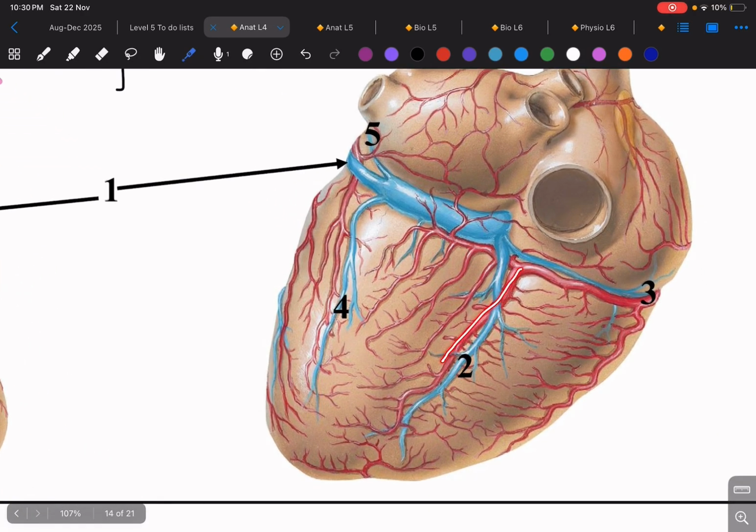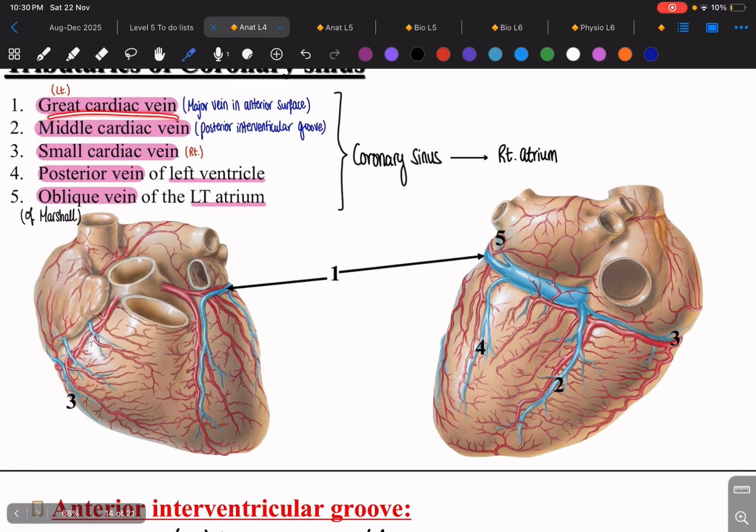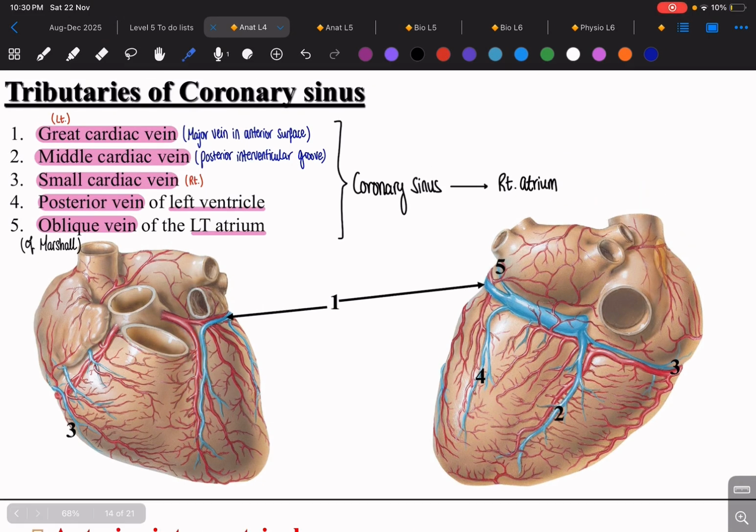Right, we said that with the PDA, the posterior descending artery, there's a pair with it, which was known as the middle cardiac vein. And the same thing for the great cardiac vein. When we were mentioning the LAD, the left anterior descending artery, we said there's a pair with it, which is known as the great cardiac vein. So now we're going to talk about them in detail.